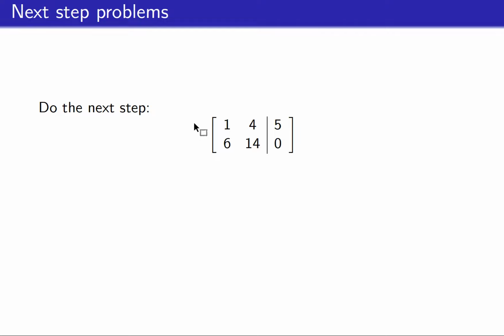All right, ready? Yeah, this one's already here. This is the first thing I want, is this to be a 1. It's already that. And now I need to use this to turn this into a 0. So I'm going to multiply this by -6 and add it to this one. So -6 times the first row added to the second row. And that should be what happens.